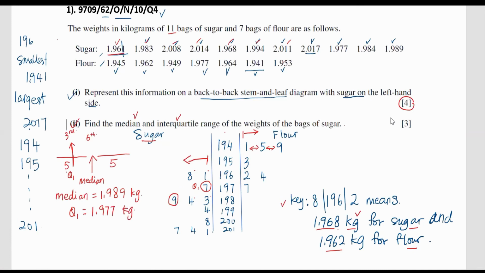Okay, same thing for the upper half of 5 data, exactly in the middle will give you the upper quartile. Starting from the upper half here, 1, 2, and 3. That should give you Q3. So Q3, the value is 2.011.